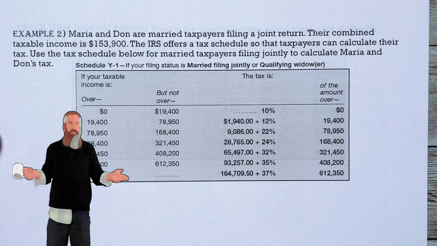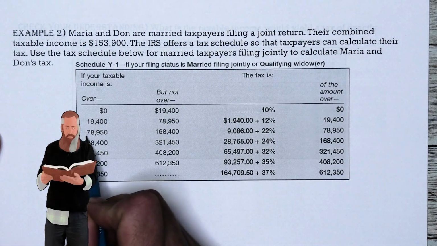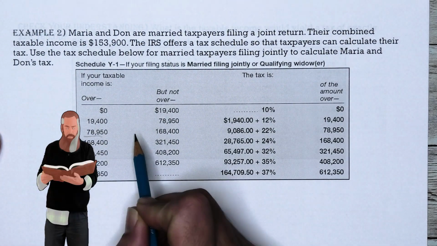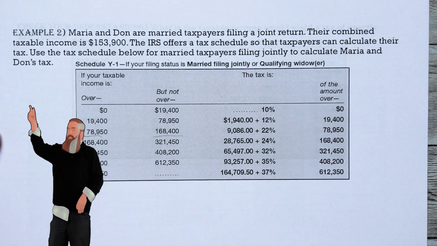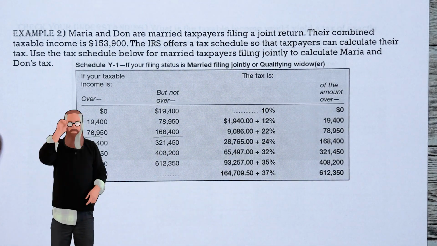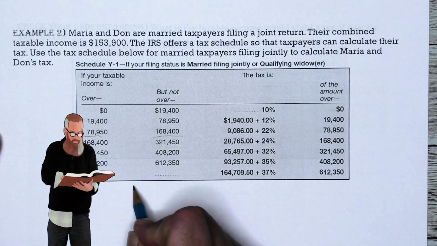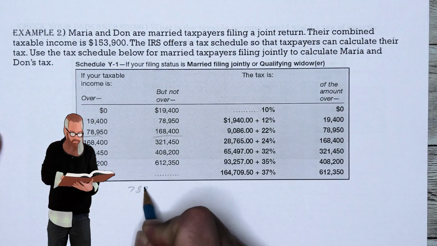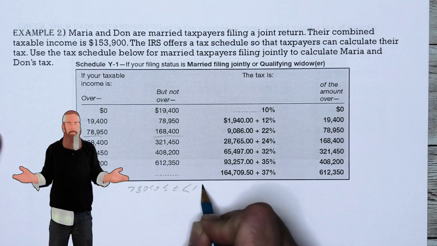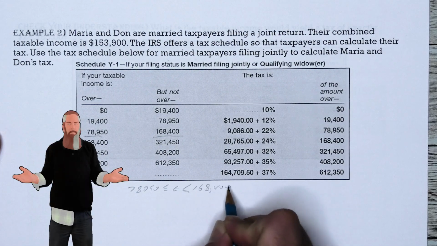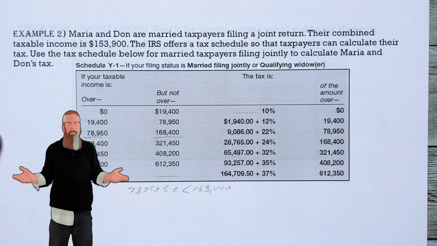Maria and Don's taxable income is over $78,950, but not over $168,400. If T represents their taxable income, this can be expressed by the interval $78,950 is less than or equal to T less than $168,400. They should use the information on the third line to determine their tax.